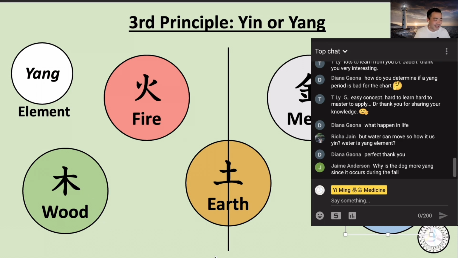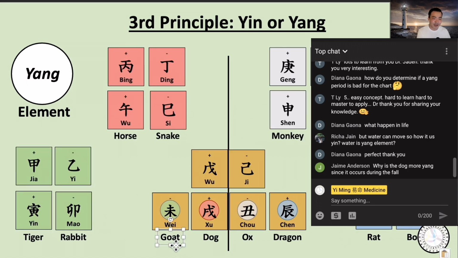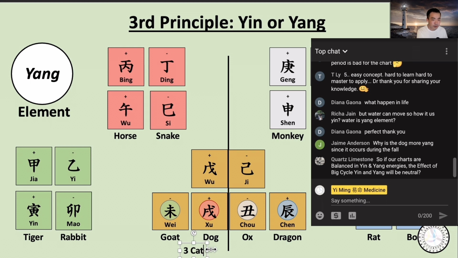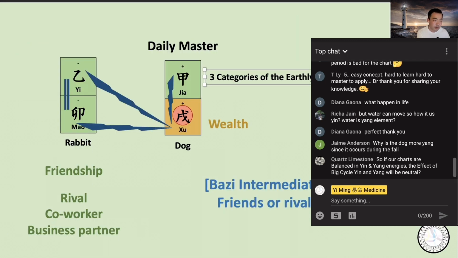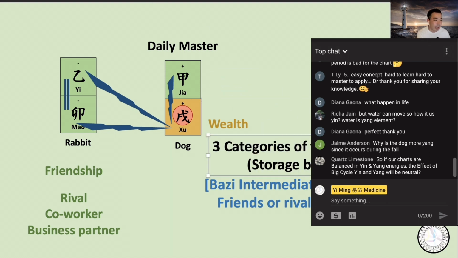Why is dog more yang since it occurs during the fall? Yeah, that's also another story. Just watch my video, 3 categories of the earthly branches, Part 3, storage branches. So try to watch that video. And I explained about the dog as a yang aspect. It stores fire, so it works as a yang earth.